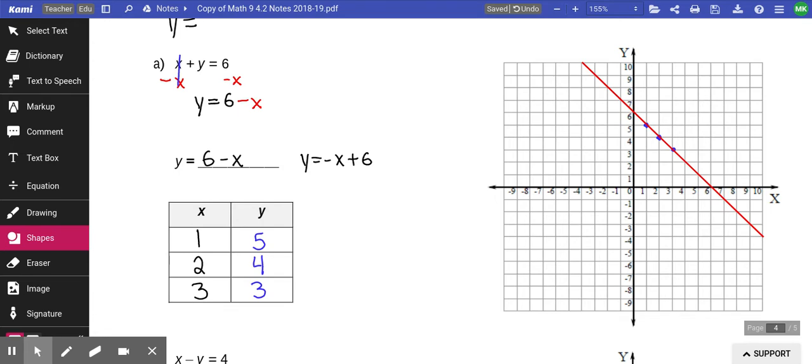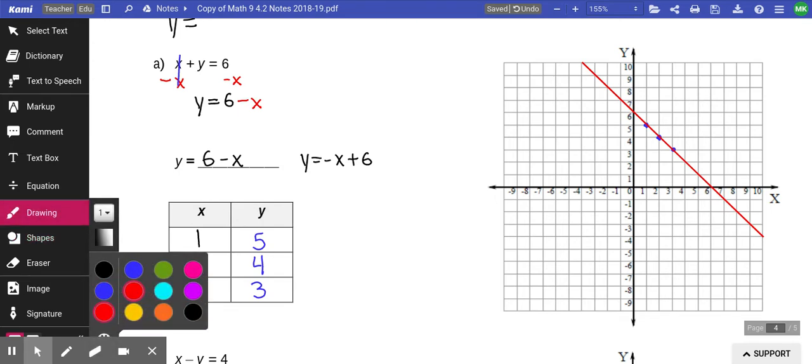And don't forget your arrows. That line represents x plus y equals 6. It also represents y equals 6 minus x. Those are the same thing, just different forms.